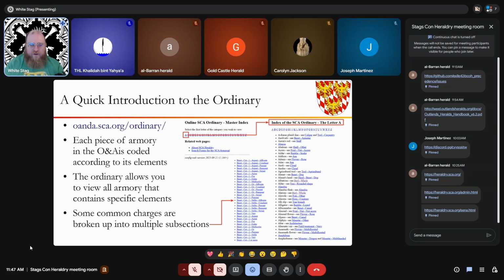There are some common charges that are broken up into subsections. So I was going to show lions. What are all the ways we break up lions? Because there's lots of lions. But cats are cats, according to the SCA. There's no DC for most types of cat. So lions are included under beast-cat, and so there are many of them. So these are how they are broken up in the ordinary.